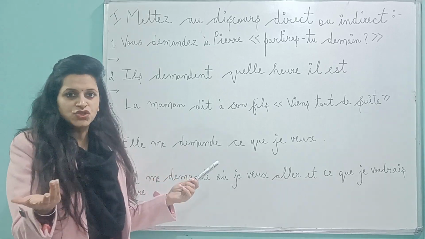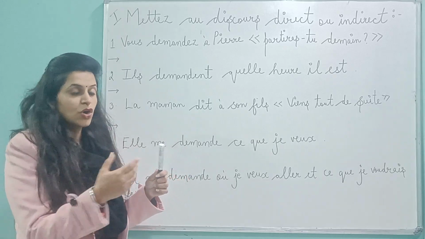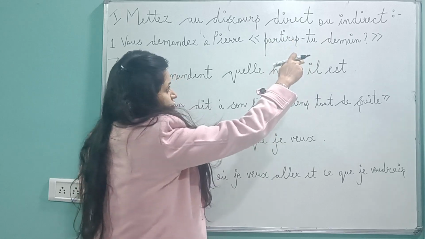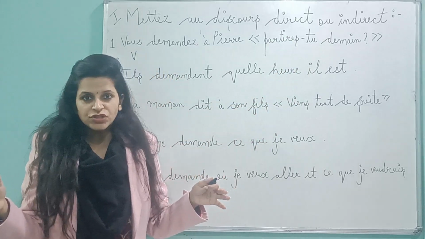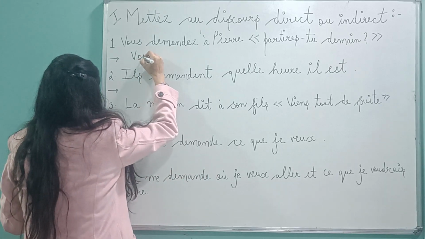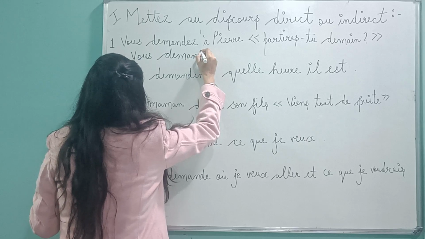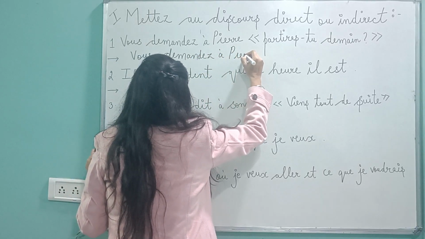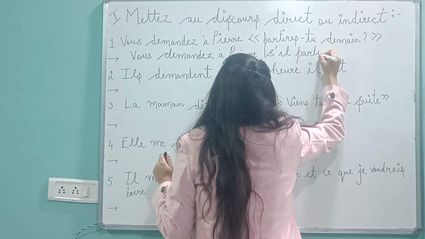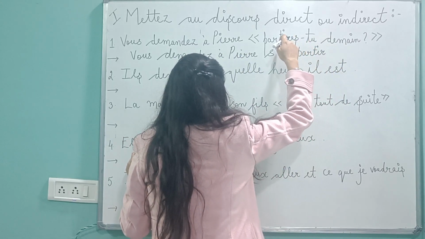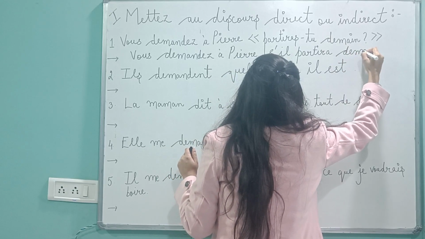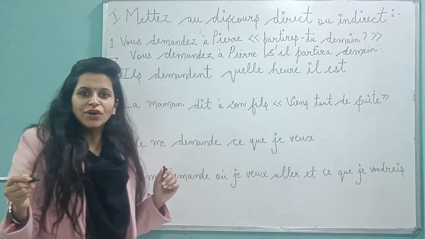So when somebody is asking Pierre directly, will you be leaving tomorrow? But when this question has been asked, can you see, we are going to join this with what? It's a form of question, but there is no question word here. That means we're going to join the sentence with si. Absolutely correct. So, vous demandez à Pierre s'il, if he will be, conjugate accordingly. With tu it was partiras, with il it will be partira. If he will be leaving tomorrow.